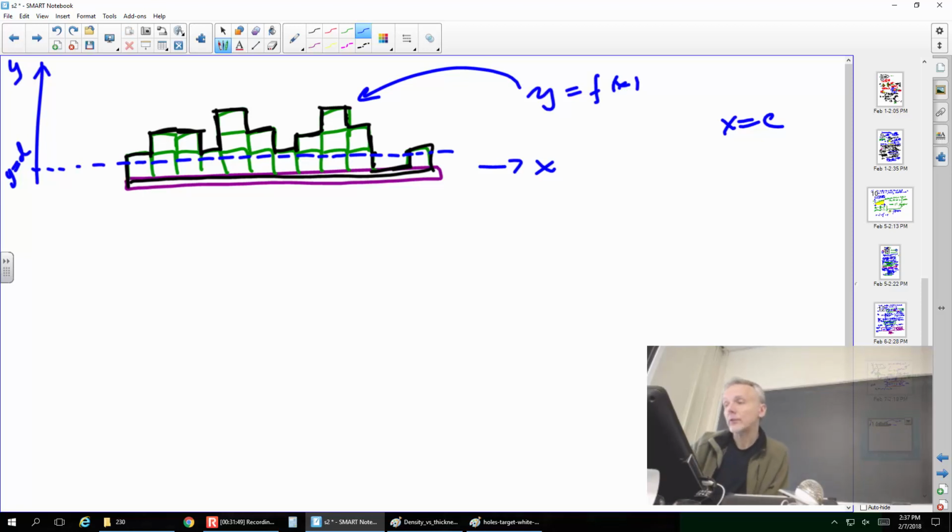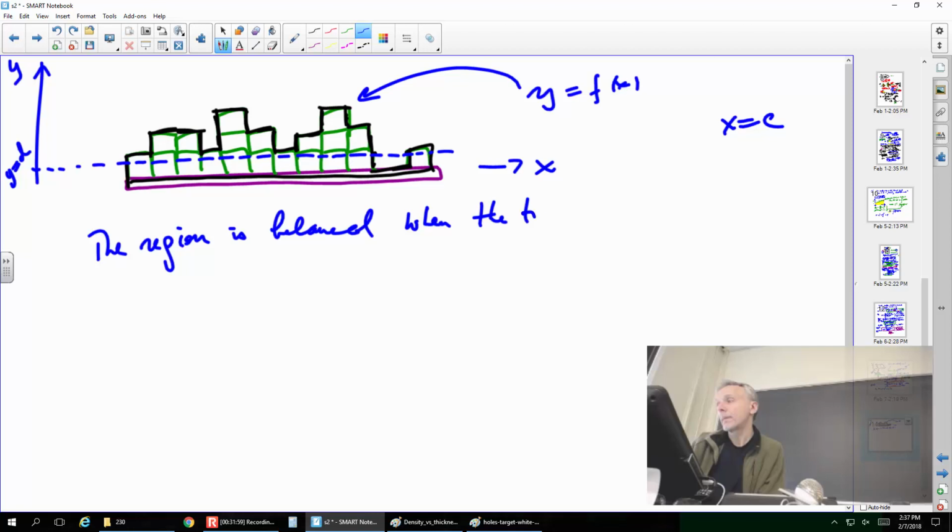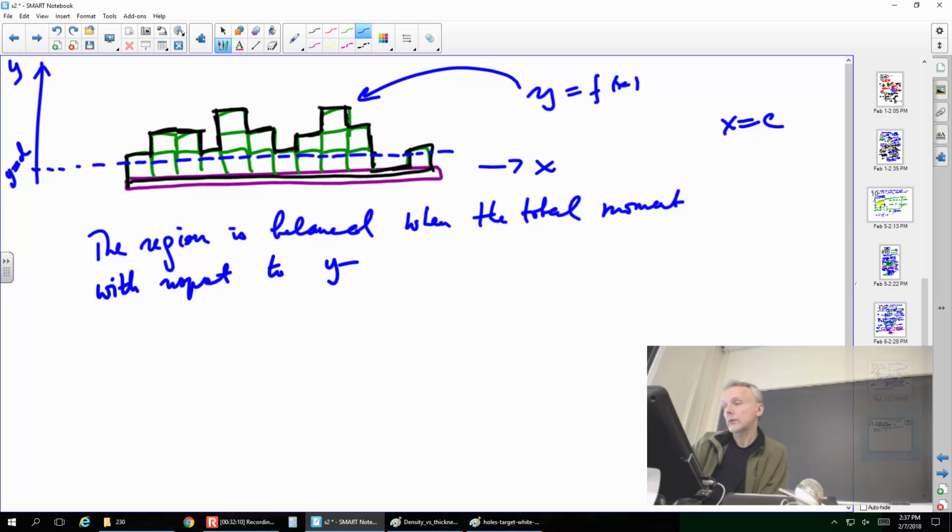The idea still applies. So the region is balanced when the total moment with respect to y equal d is 0. Okay, so that's the same thing. Total moment with respect to y equal d is 0.